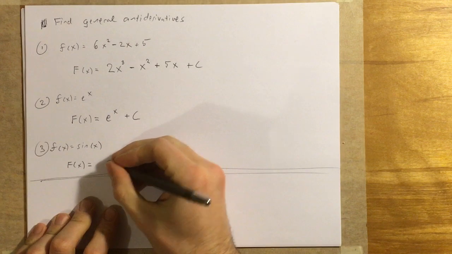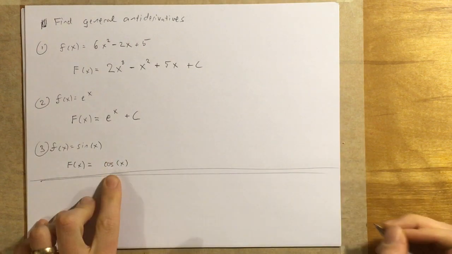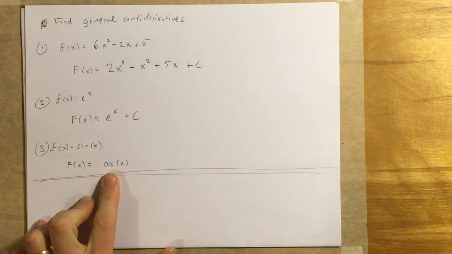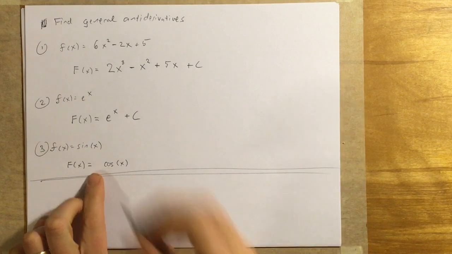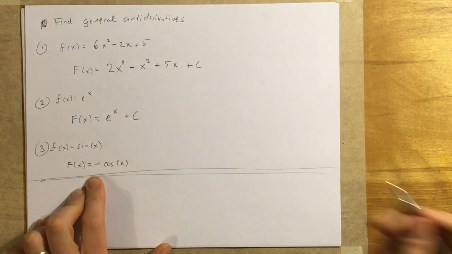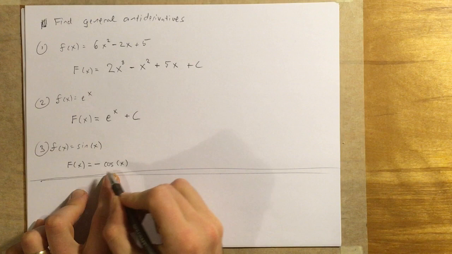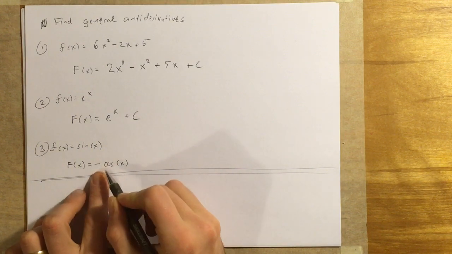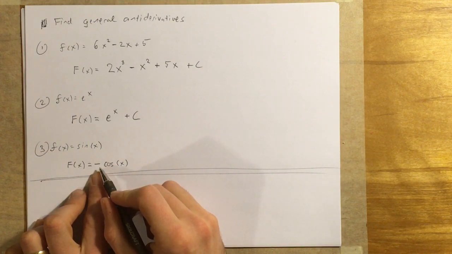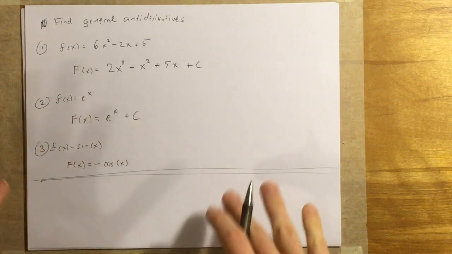So is the answer cosine? Well, the derivative of cosine would be negative sine. So maybe what we should do is just throw a negative on there, right? If we put a negative here, then the derivative of the cosine would be negative sine, but multiply by that -1, and you're going to get positive sine again.